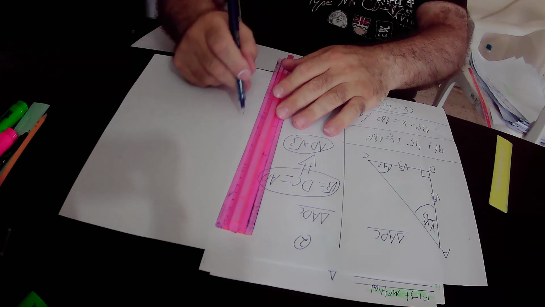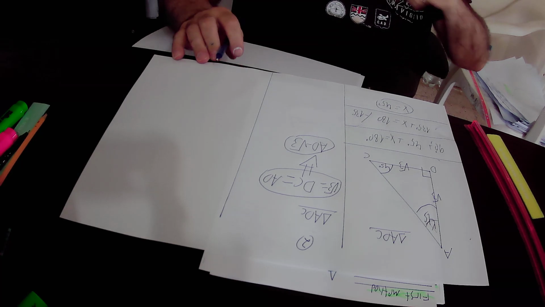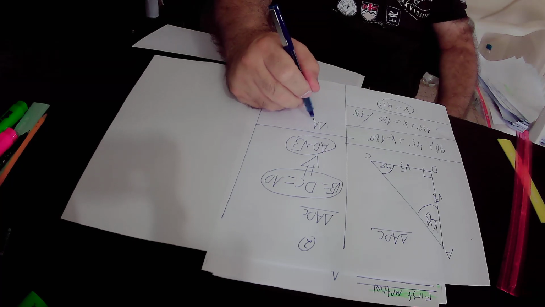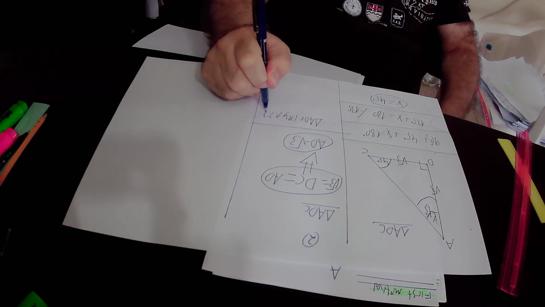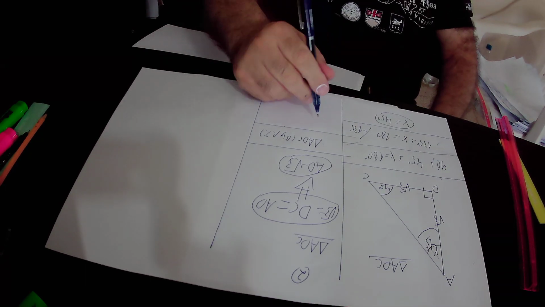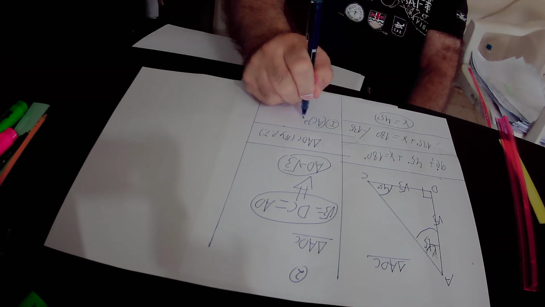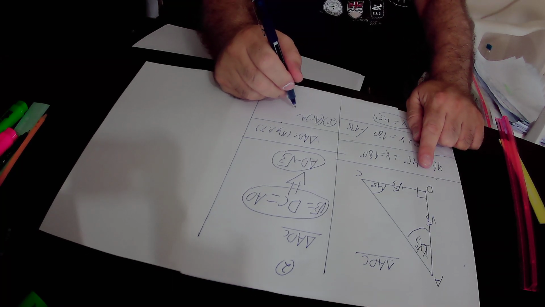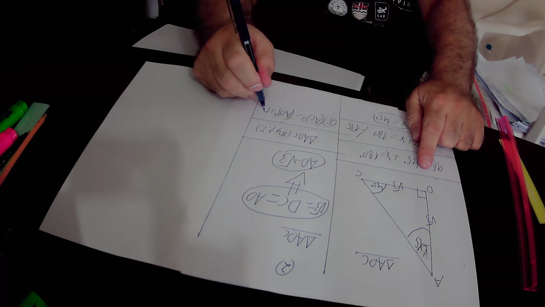In the next step, we will implement the Pythagoras theorem on the right triangle ADC. According to the Pythagoras theorem on the right triangle ADC, the square of the hypotenuse equals the sum of the squares of the perpendiculars. The square of the hypotenuse is AC squared, and it must be equal to AD squared plus DC squared.